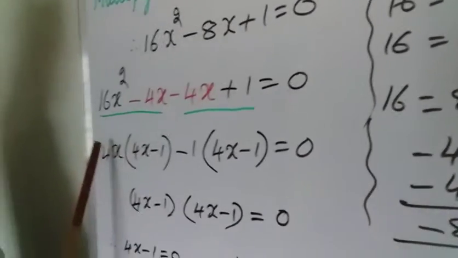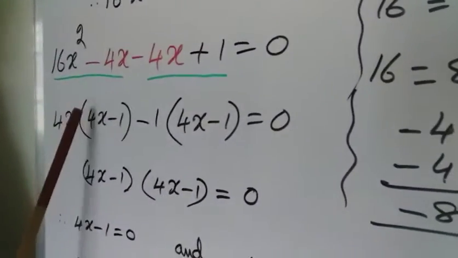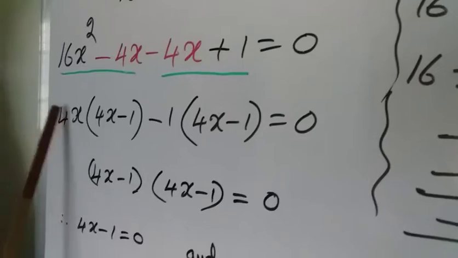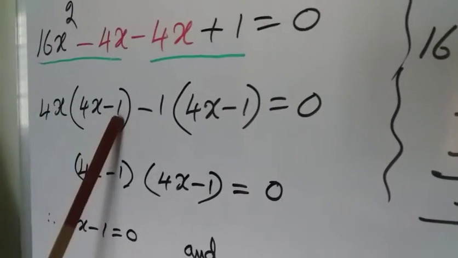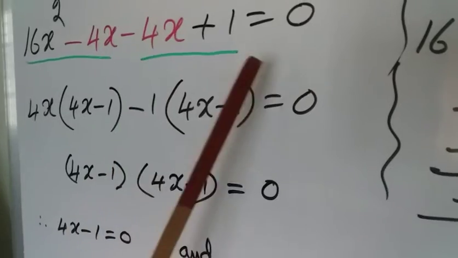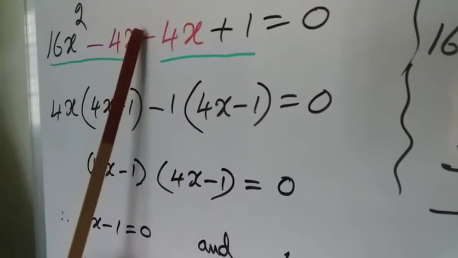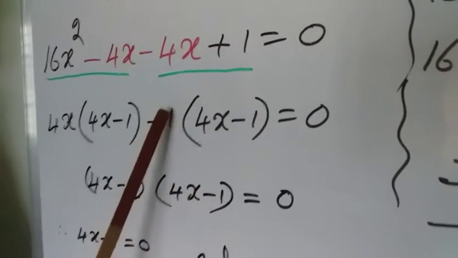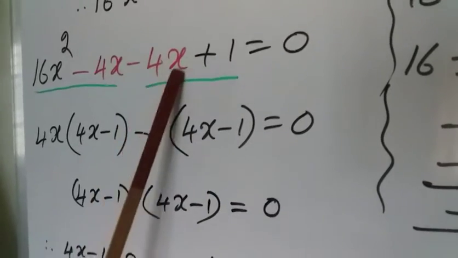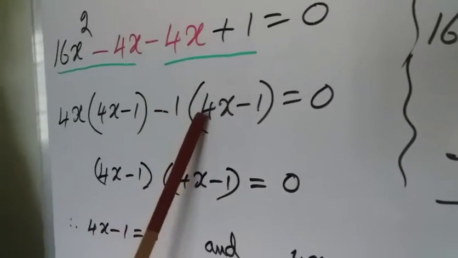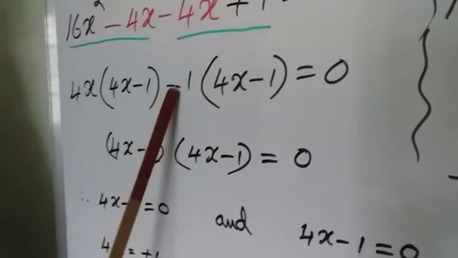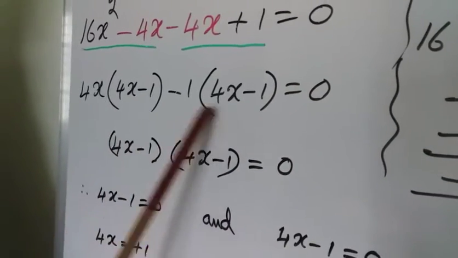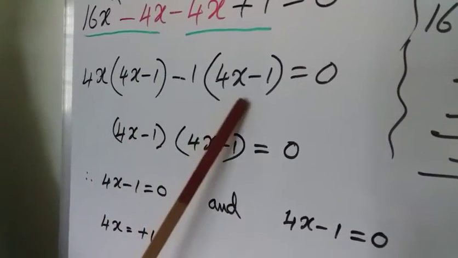So, what is common? 4x is common from these two terms. 16x square divided by 4x is 4x, and minus 4x divided by 4x is minus 1. From these next two terms, there is no common number, which means 1 is always common. Minus is common, so use 1, because 1 is common from both terms. Dividing minus 4x by minus 1 gives plus 4x, and dividing by minus 1 gives 1, equal to 0. These two terms have a common factor 4x minus 1.